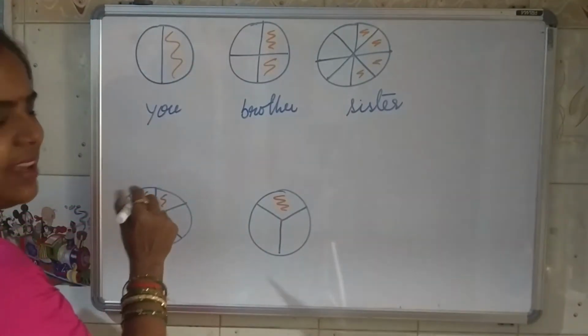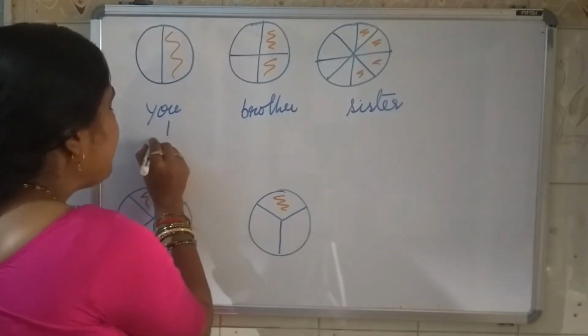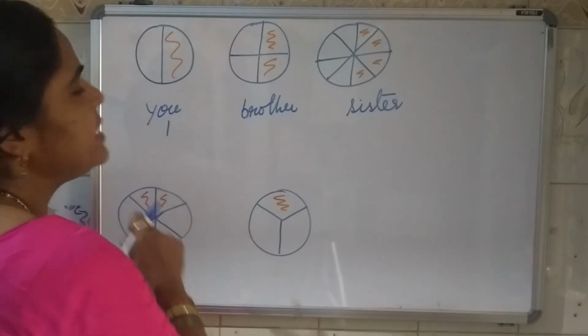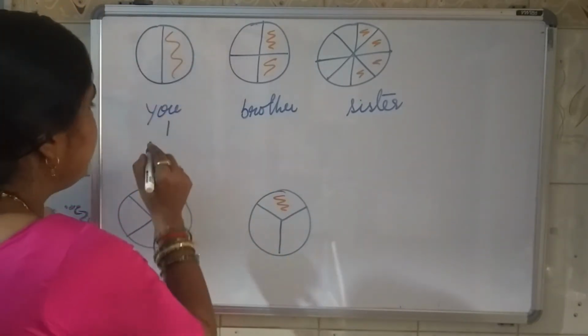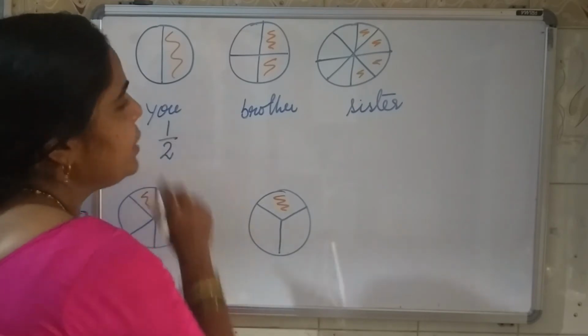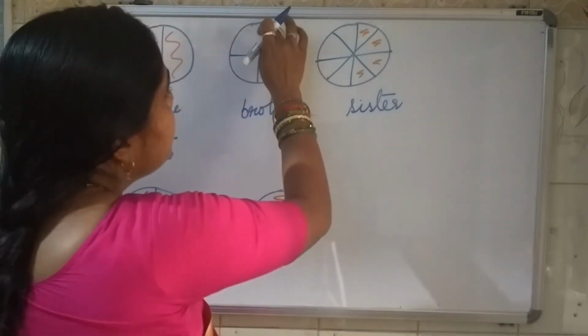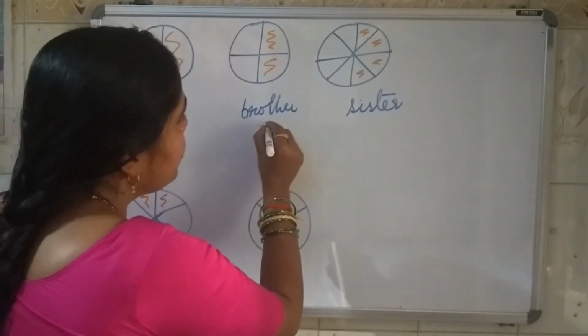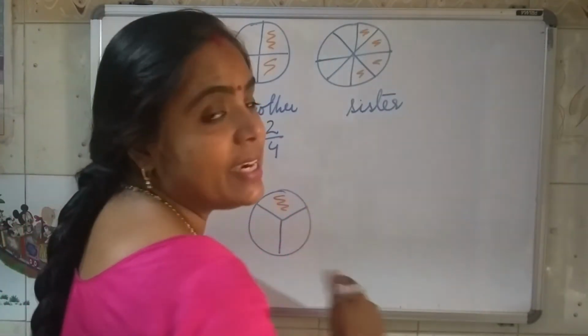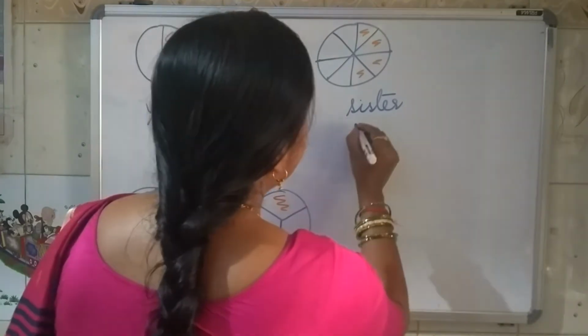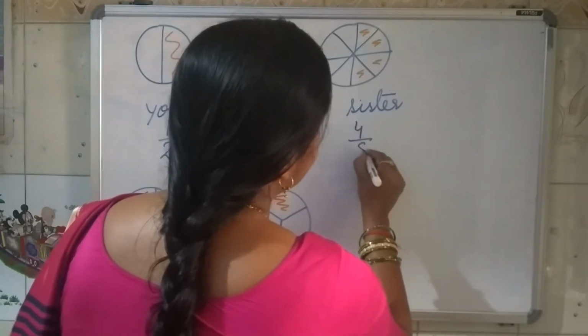So big piece, na? If I ask you to write down the fraction for this, what is the fraction? The whole is divided into two parts and one part is taken, so it is 1/2. Your brother, the whole is divided into 4 parts and 2 parts are taken, so this is 2/4. And this whole is divided into 8 parts and 4 parts are taken, so it is 4/8.